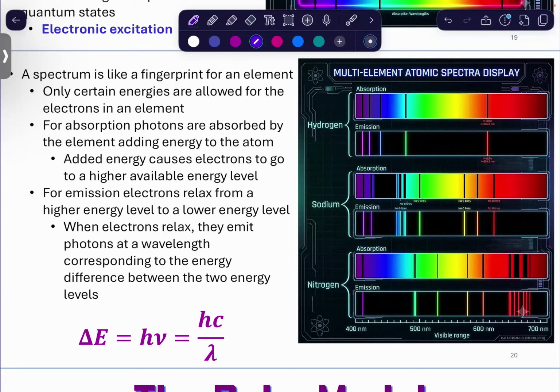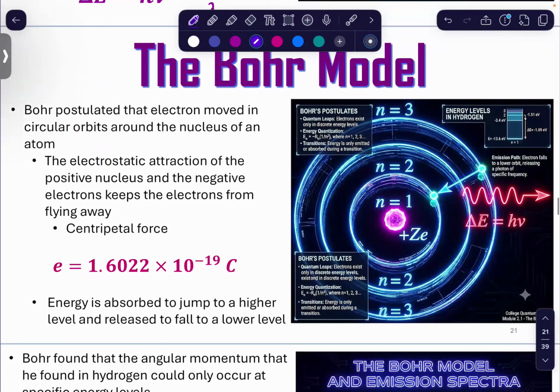We can actually start to calculate these energy differences by using Planck's equation, delta E equals hc over lambda. But we're going to get another equation through the Bohr model that we can use in tandem with Planck theory to start to figure out what's going on inside of the atom. So here's the Bohr model. Bohr gave the idea of electrons moving around the nucleus of an atom in circular orbits.